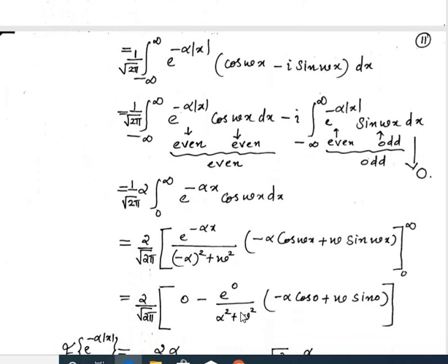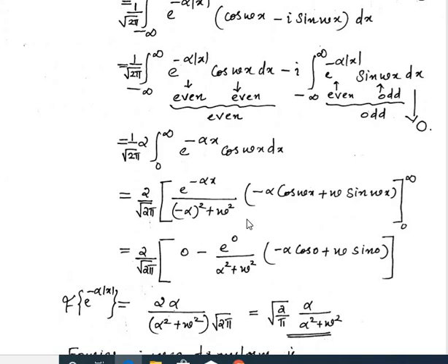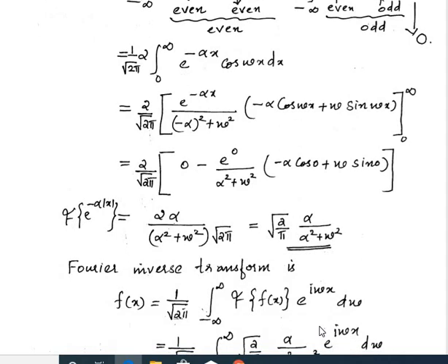Now by the reduction formula, it is e raised to ax by a square plus b square into a cos bx plus b sin bx. Here a is minus alpha and b is omega. Substituting and applying the limit, at infinity e raised to minus infinity is 0. Applying the lower limit 0, e raised to 0 by alpha square plus omega square into minus alpha cos 0 plus omega sin 0. Sin 0 is 0 and cos 0 is 1. So this minus minus plus, 2 alpha by alpha square plus omega square, root 2 pi, and simplifying we get the answer as root 2 by pi, alpha by alpha square plus omega square.